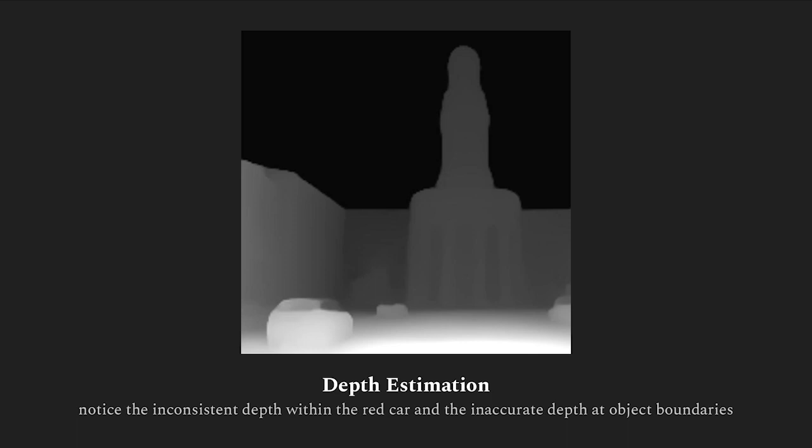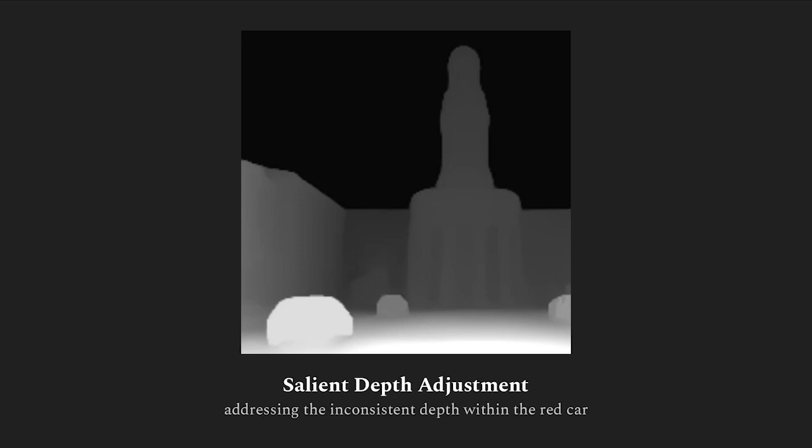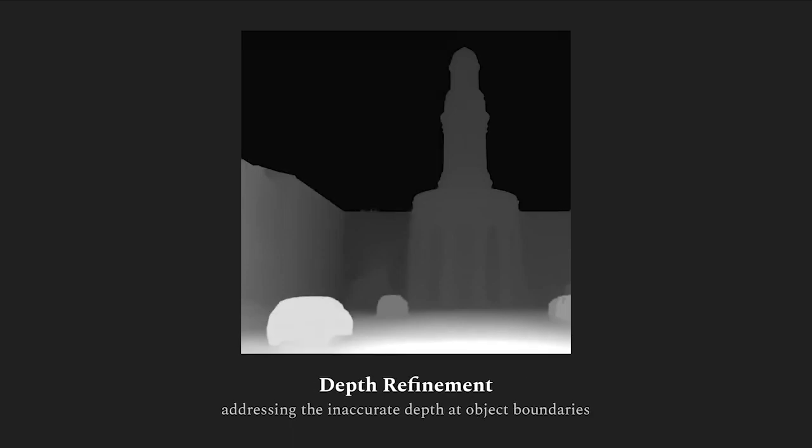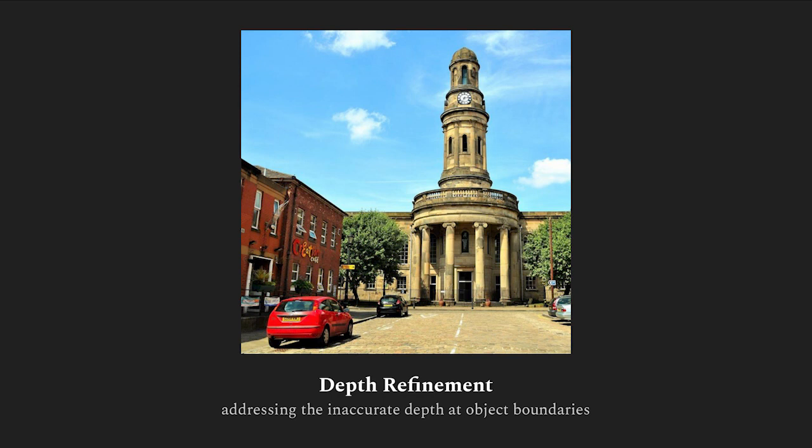We then address semantically inconsistent depth estimates, such as within the red car in the given example. Specifically, we refine the depth via instance-level segmentation masks to ensure that the depth within salient objects is consistent. Lastly, we leverage a depth refinement network that is trained to upsample the coarse depth estimate. In doing so, it is guided by the high-resolution input image and is supervised to account for inaccurate depth boundaries.